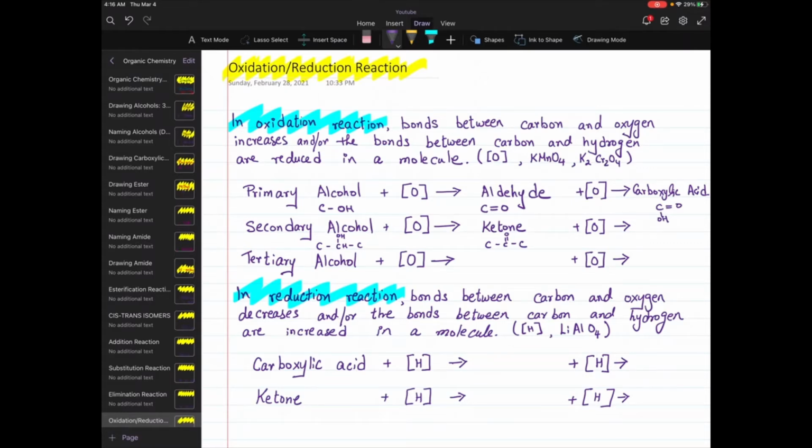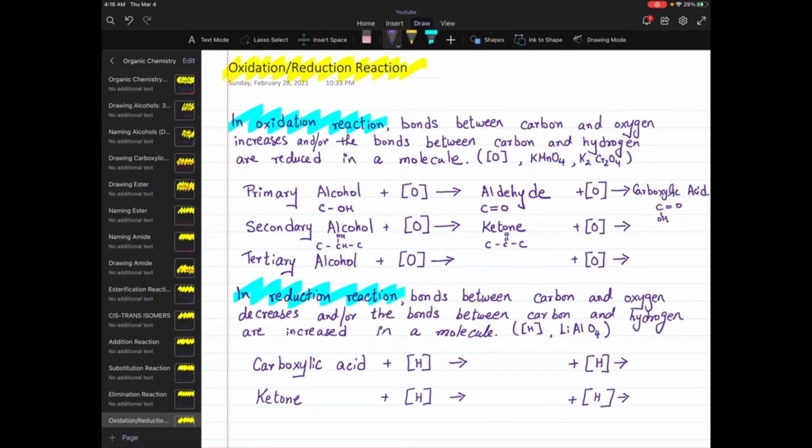Primary alcohol, the hydroxyl group is at the end of the molecule, and when it undergoes oxidation, it produces an aldehyde. But a secondary alcohol, because the hydroxyl group is located in the middle of the carbon chain, somewhere in the middle, not at the ends, will form a carbon to oxygen double bond somewhere in the middle of the molecule, which will result in the production of a ketone.